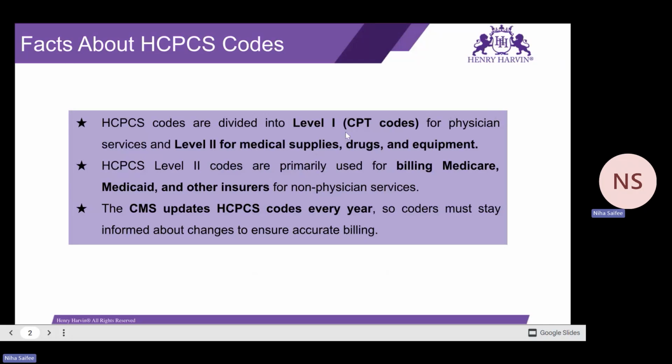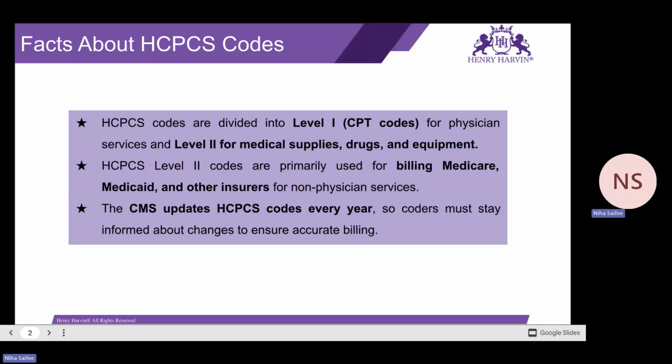again, we had seen in CPT, there were three categories, right? Category 1, Category 2, and Category 3. HCPCS codes are level 1 and level 2. There is one level 3 also, but level 3 has been discontinued. Okay. So level 1 consists of CPT codes itself, and level 2 is everything which is not covered in CPT. Okay. So we had discussed the CPT codes, right?